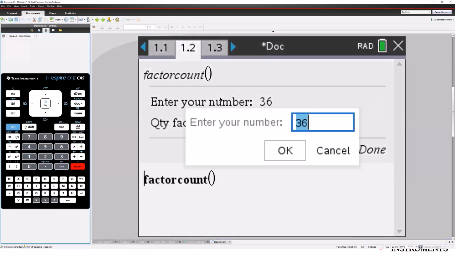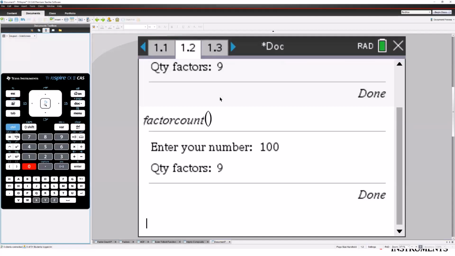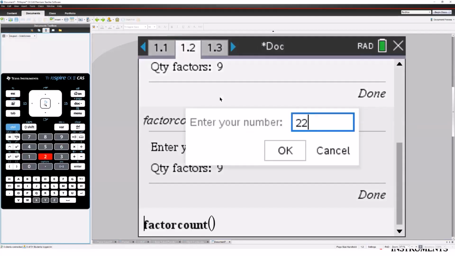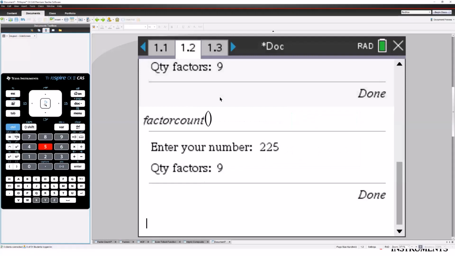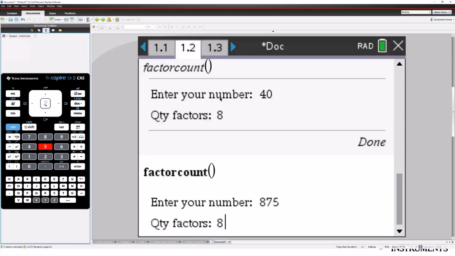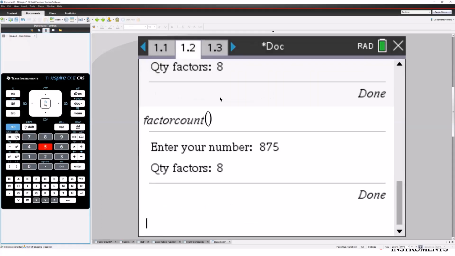Let's do it again for 100. It has 9 factors, not surprising. 196 and 225. The other ones we had were, what was it, 40? I'd have to jump back to the slides to remember what the other ones were. I think it was 875. Let's see if my memory serves me correct. Yes, another one with 8 factors.